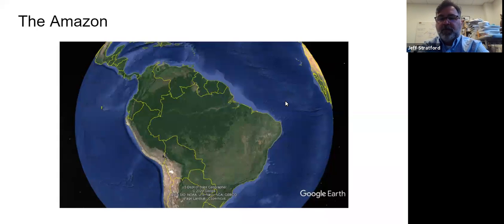The Amazon, where I primarily did my work, is located in the northern half of Brazil. So that's a huge country, Brazil. And this is the Amazon River running through the center of it. And you also have Amazon forest in the southern half of countries like Venezuela, Colombia, Peru, and Ecuador.